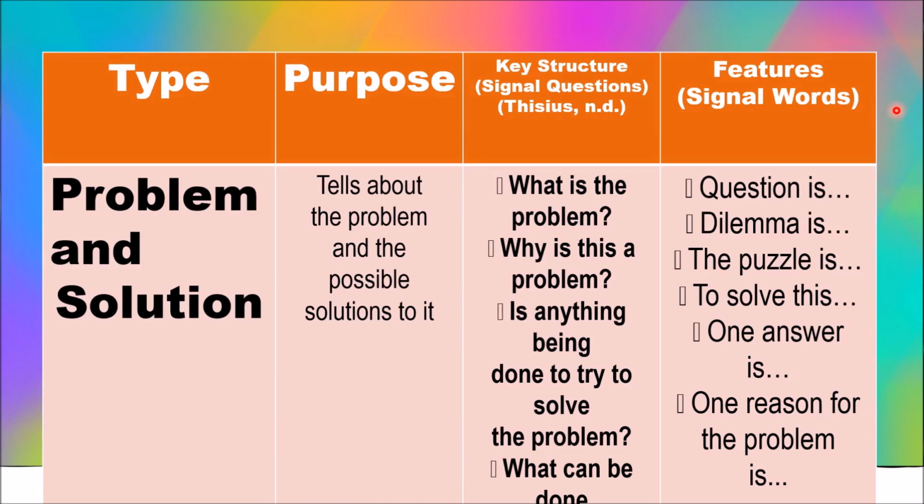Another type is problem and solution. Problem and solution tells about the problem and the possible solution to it. So the key structure or signal questions are: What is the problem? Why is this a problem? Is anything being done to try to solve the problem? What can be done? And the signal words: the question is, the dilemma is, the puzzle is, to solve this, one answer is, one reason for the problem is.